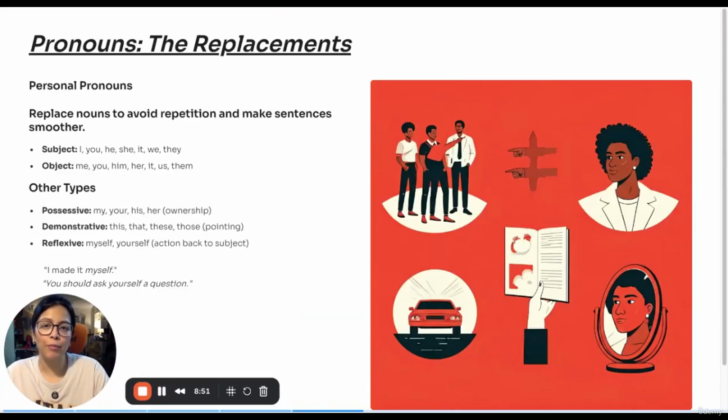Kindly note, worksheets related to all the grammar lessons can be found in the resource section.